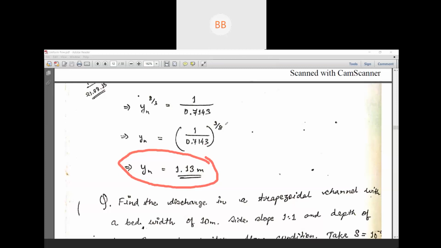If you have any doubts, you can ask me. You're getting the same value, 1.13.